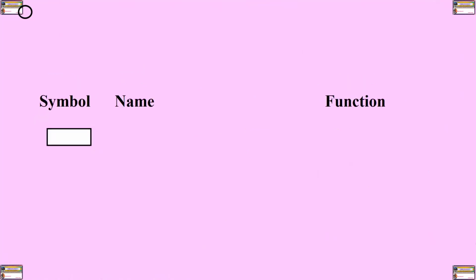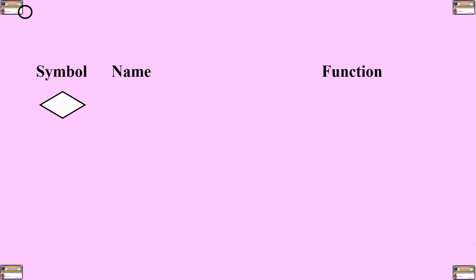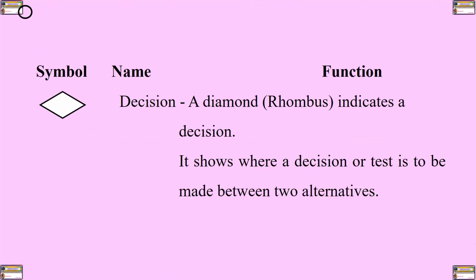The other type of symbol is a process symbol. It is a rectangle that represents a process. It indicates that a processing activity or data transformation is taking place. The other symbol is the decision symbol. It is also called a diamond or rhombus shape. It indicates a decision. It shows where a decision or a test is to be made between two alternatives. It is then used to specify a condition.